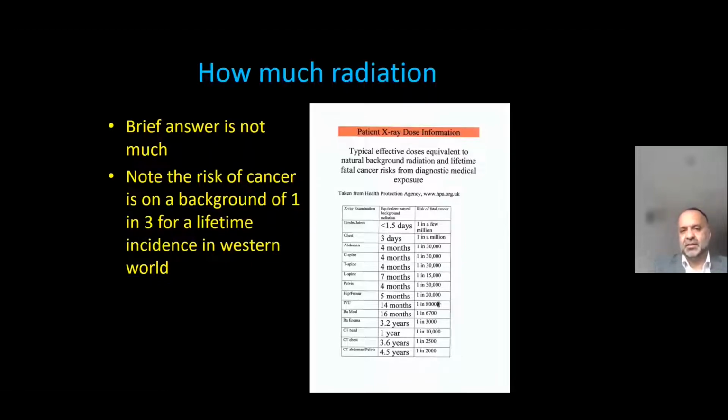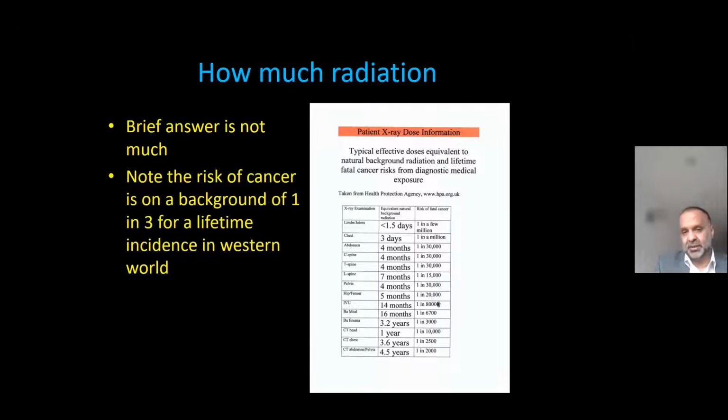Now, the table on the right side shows you the amount of radiation that you get from a given procedure and how much that is equivalent to your natural background radiation, the natural background radiation that all of us get each day of our life. If you look at the chest radiograph, it gives you radiation equivalent to 3 days of natural background radiation. And even an IVU, which is a lot of radiation, will give you about 14 months' equivalent of background natural radiation.